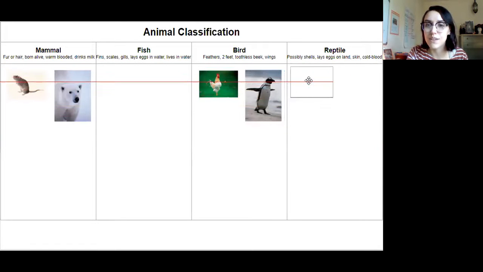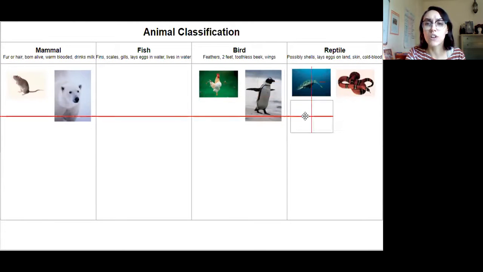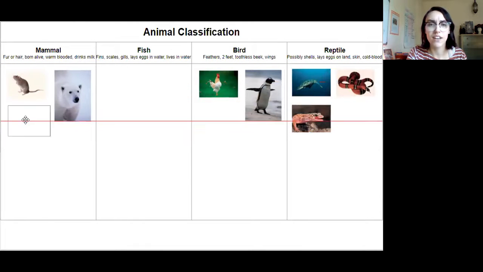So this one is a reptile. It has a shell. So look at, we have a mouse, we have a bear, we have a chicken, we have a penguin, we have a sea turtle. We're organizing all of these different animals into 4 different categories based off their characteristics. Here we have a snake as a reptile, a lizard as a reptile.